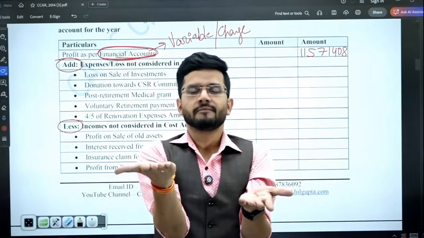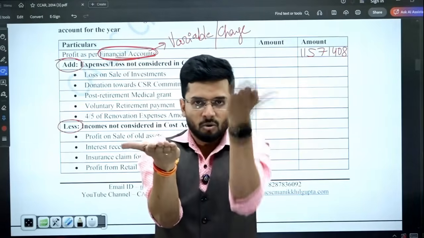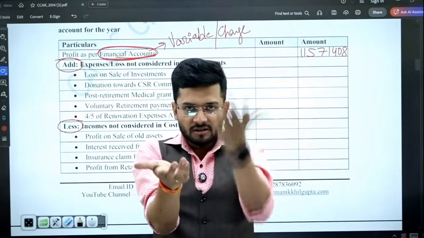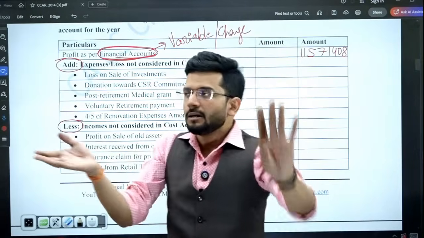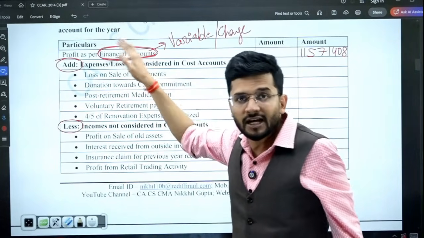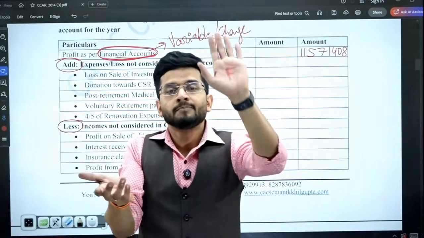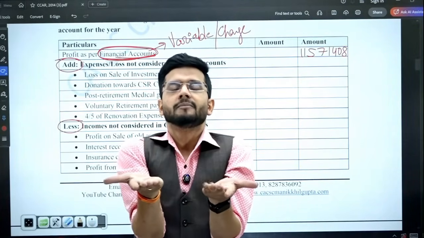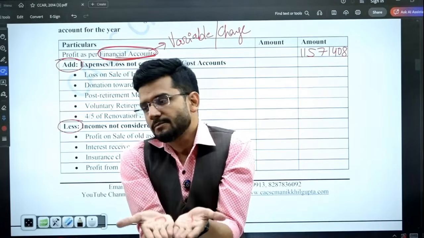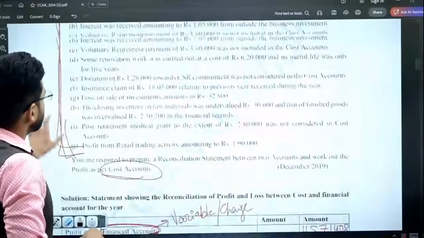So the costing profit will remain frozen. We will not change this hand. We will only change this hand. Whatever addition or subtraction needs to be done, it's done with your financial profit hand, because the base is financial profit. So this hand, financial profit, changes. The costing profit hand remains fixed. That is the principle.